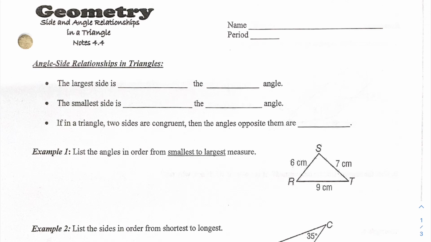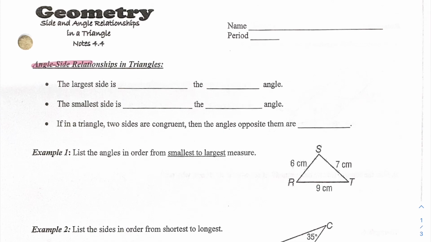Hello, today we're going to be doing 2 rounds of notes again. The first one is 4.4, the side angle relationships in a triangle, and the second one's going to be 4.5, which is the triangle inequality theorem. So first one, side angle relationships in a triangle.